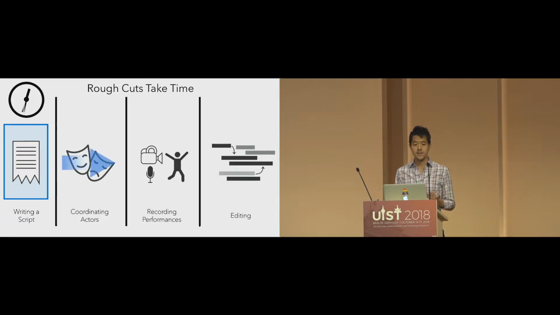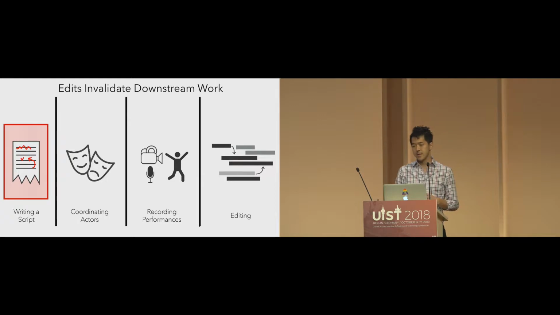So, for example, if an author first writes a script, they may have to wait a really long time, many hours or even sometimes days, to be able to coordinate the actors, record the performances, and then edit together the final animation, just so that they can get a sense for how that script actually plays out. And even worse, if they make any edits to the script, that typically invalidates a lot of this downstream work, which then has to be redone from scratch. So, this is clearly not ideal. It introduces a lot of latency into this feedback cycle.